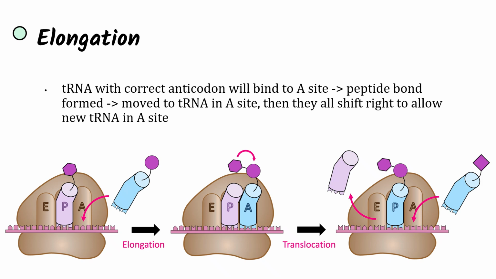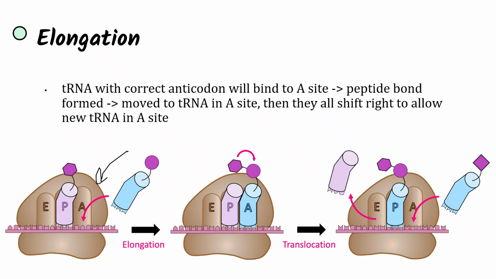So the tRNA that has the right 3 nucleotides that base pair with the mRNA, and so the peptide bond will become formed. It's going to move over to the tRNA in the A site, and then they all shift right. So what's going to happen is, we start with our methionine, then the next amino acid is going to arrive by the A site.